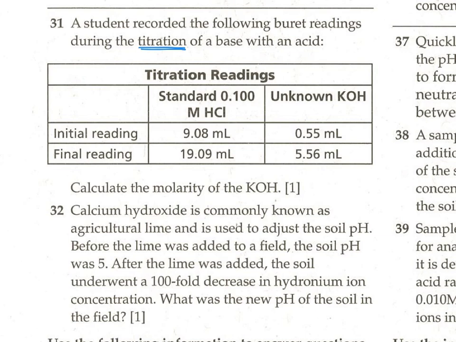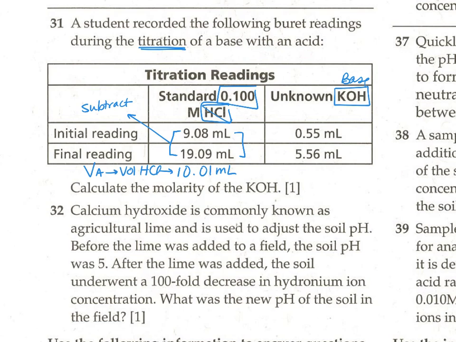So we have HCl that has a 0.1 molar concentration, and then we have KOH, which is a base that we don't know the molarity of. So we have an initial reading and a final reading. So this is directly related to the lab. When you have an initial volume and a final volume, you would subtract these to get the amount that is used during the process. So this would be 10.01 milliliters, the volume of HCl that was used. So that's your VA, volume of your acid.